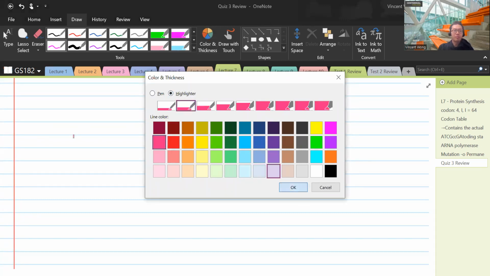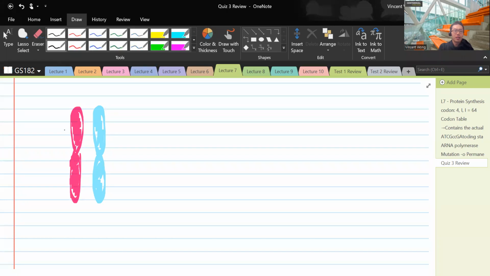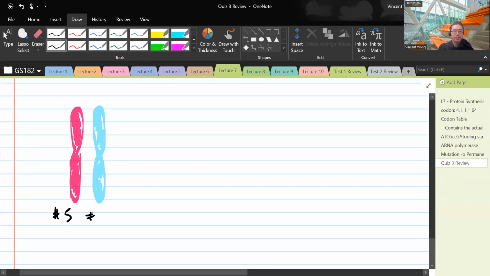Okay, so just a couple of terminologies to refresh your memory, because that is what this session is about. There is a chromosome, and that's chromosome 1 from mom and chromosome 1 from dad. It could be chromosome 4 and chromosome 4. I'm just going to call this chromosome number 5. So these are homologous chromosomes.